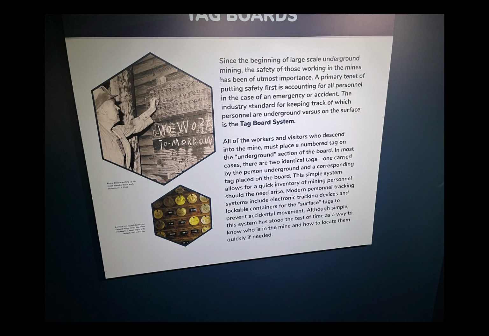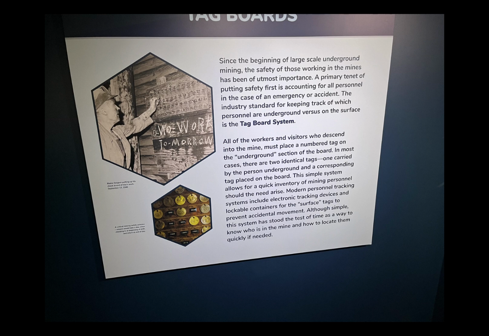The next part of the exhibit showed early safety practices that were done in the mine, specifically tag boards. The safety of the mining personnel was of a high concern, so they developed a system of determining whether someone was inside the mine or not. There's a series of tags given to every miner, and they were to put one tag on the board at the top of the mine before they descended down to the bottom. The person would also keep a copy of the tag on them.